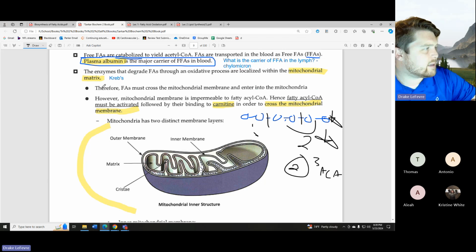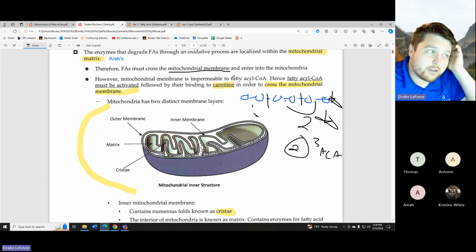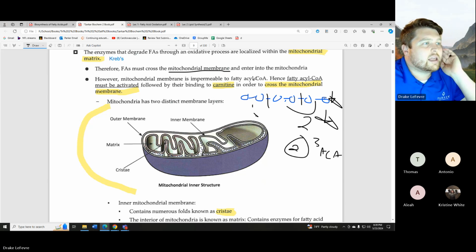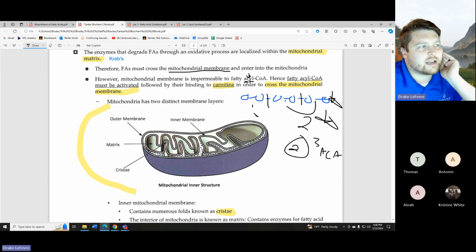Okay, talking next step, so we have the fatty acids and they need to be in the matrix, so they have to cross the mitochondrial membrane and get into the mitochondria. The mitochondrial membrane is impermeable, so it doesn't allow fatty acyl-CoA to pass through. Therefore, fatty acyl-CoA, big thing to notice here, acyl-CoA versus acetyl-CoA, they're going to be slightly different. Just pay attention to that. A lot of test questions will get you. It'll be like acetyl versus acyl.